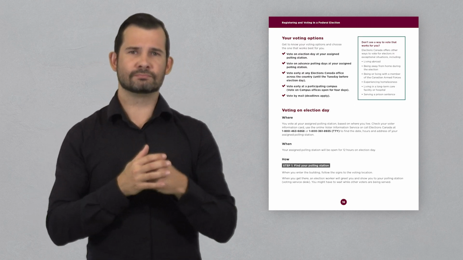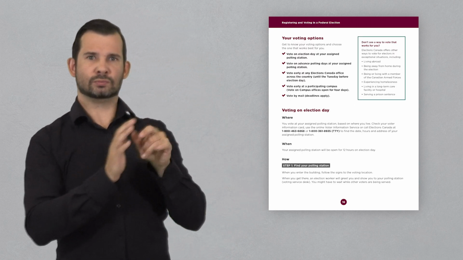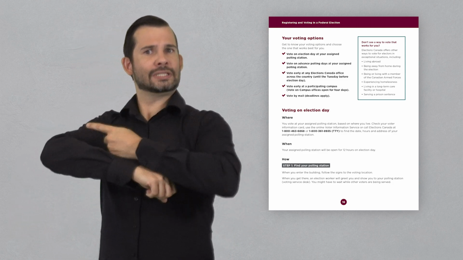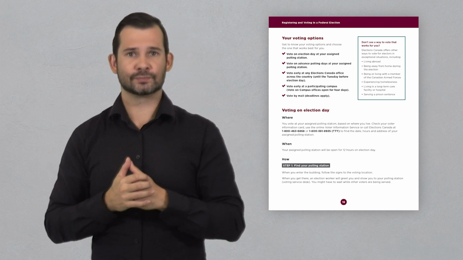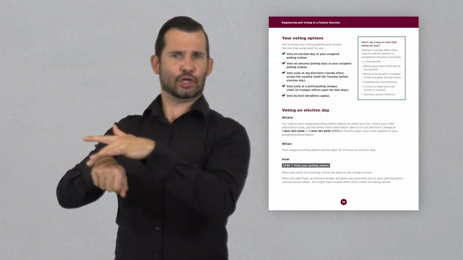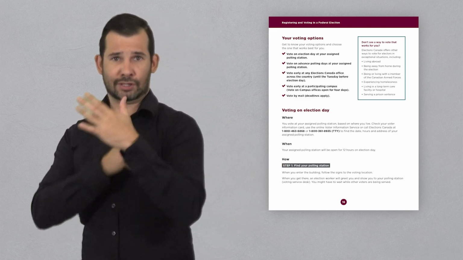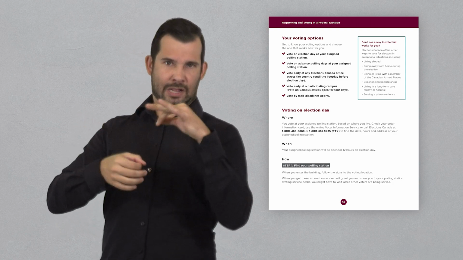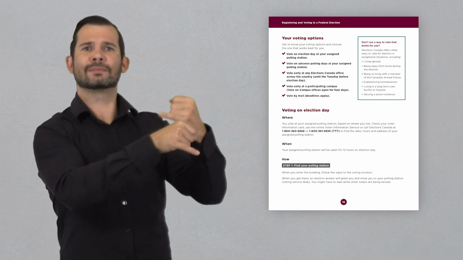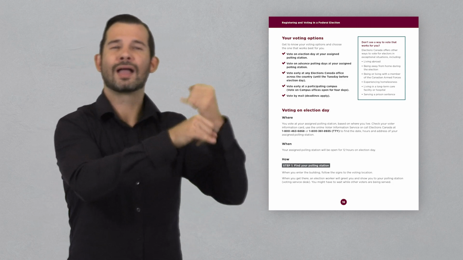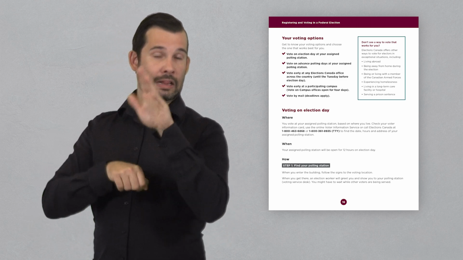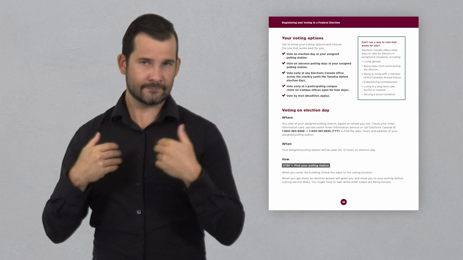Your voting options. Get to know your voting options and choose the one that works best for you. Vote on Election Day at your assigned polling station. Vote on advance polling days at your assigned polling station. Vote early at any Elections Canada office across the country until the Tuesday before Election Day. Vote early at a participating campus. Vote on campus offices open for 4 days. Vote by mail. Deadlines apply.